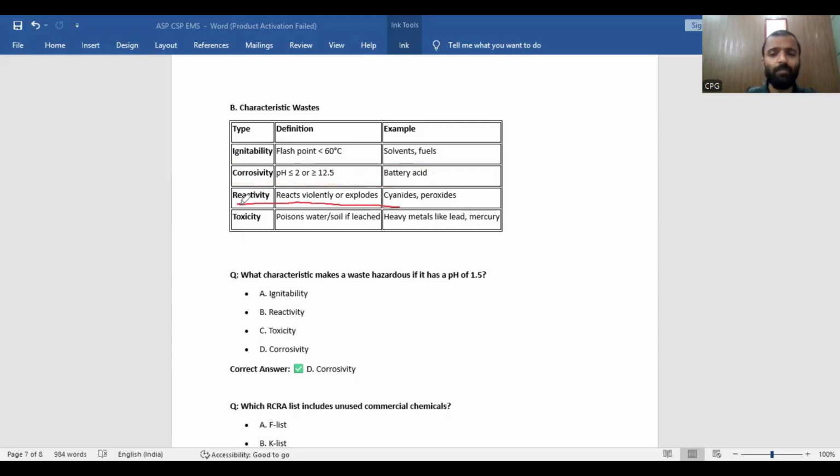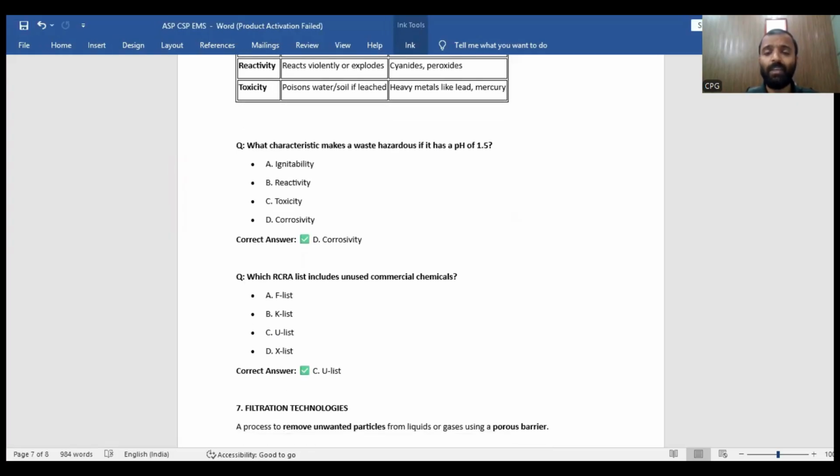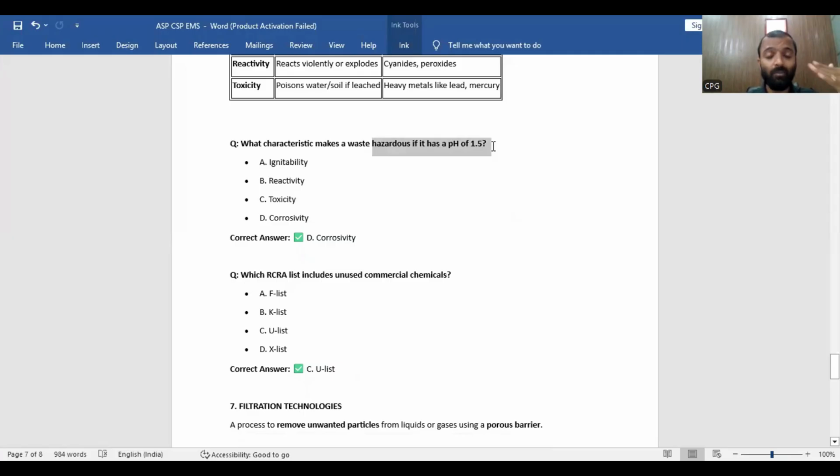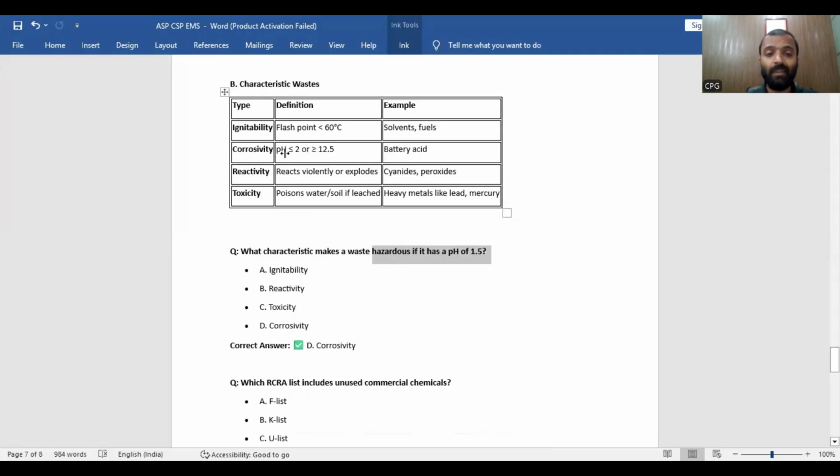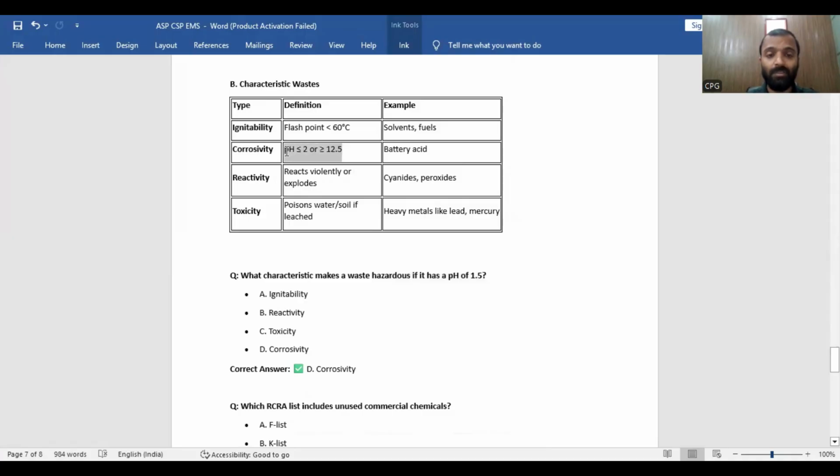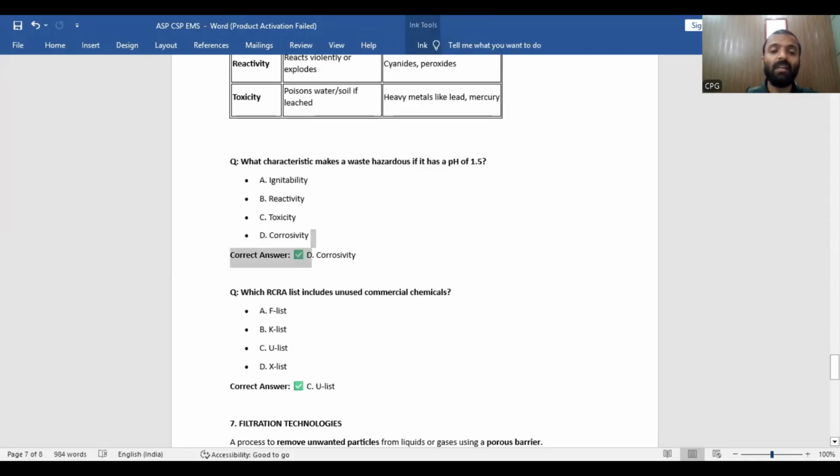Reactivity means it reacts violently, cyanides, etc. Toxicity is very toxic, poisons water and soil if leached, heavy metals like lead and mercury. Now, what characteristic makes a waste hazardous? If it has a pH of 1.5, we have learned it is corrosivity, since pH less than 2 means corrosivity.